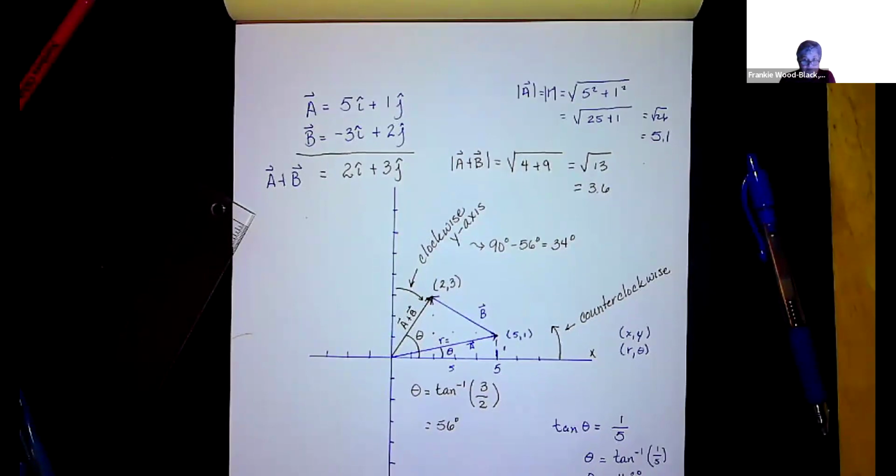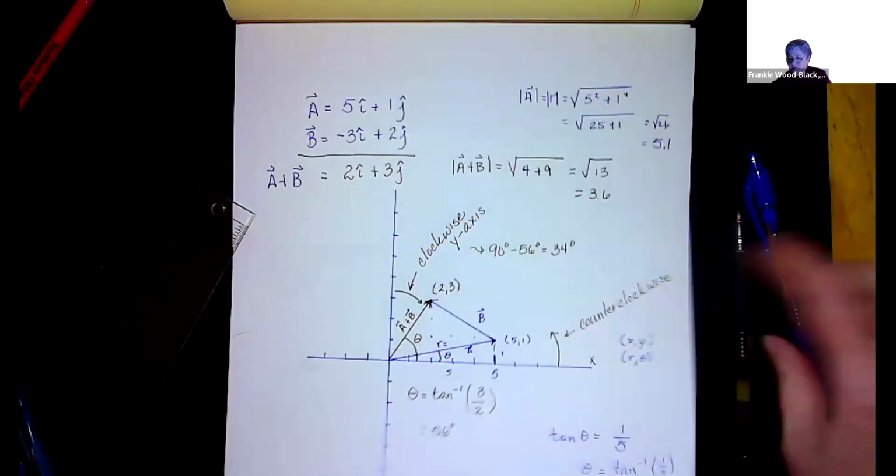So this is stuff you've done before. You just have never realized it in terms of what we call a vector, because you probably haven't referred to it as a vector. But let's think about it in terms of our motion.